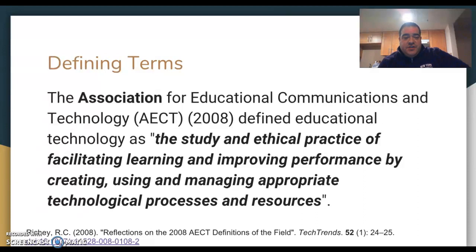They provide the following definition, which is that educational technology is the study and ethical practice of facilitating learning and improving performance by creating, using, and managing appropriate technological processes and resources. Notice the key term, technological processes and resources. It's not just saying that you have to use a computer. You can use a variety of different elements. Maybe you're using a learning management system. Maybe you're using Google Classroom, the G Suite, or any of these other tools that will enable and support learning. That's what educational technology does.